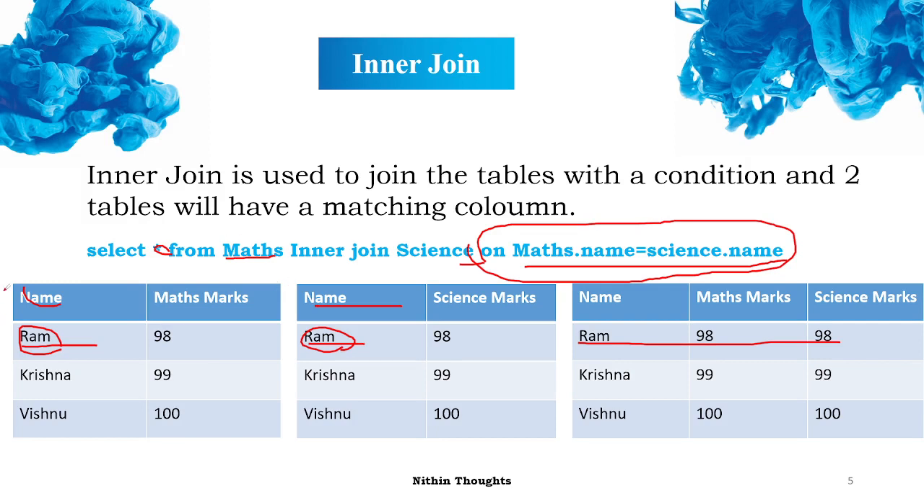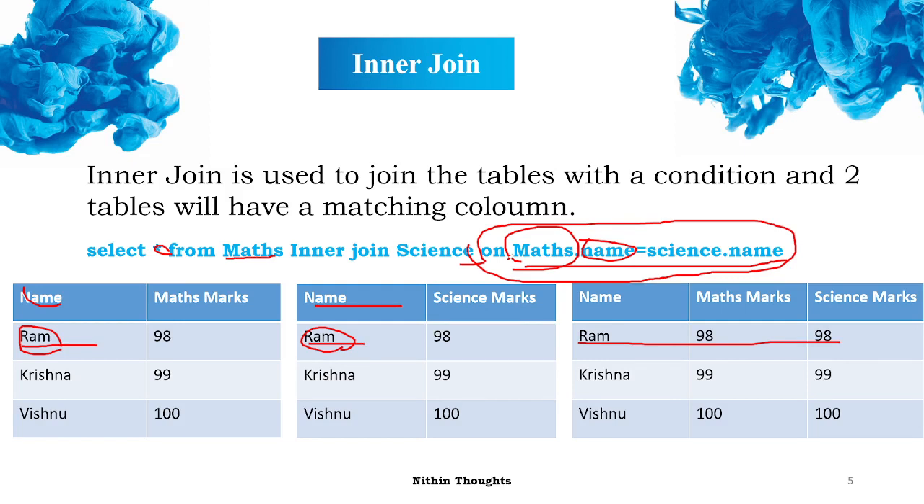Select from maths. This is a maths inner join. We are inner joining the science table, taking the reference as on. Whenever we represent a column in a table, if we just write name, which name should the terminal consider, the name from the maths table or the name from the science table? In order to represent that, first we write the table name dot column name. Inside the maths table there is a column called name, and inside the science table there is a column called name.